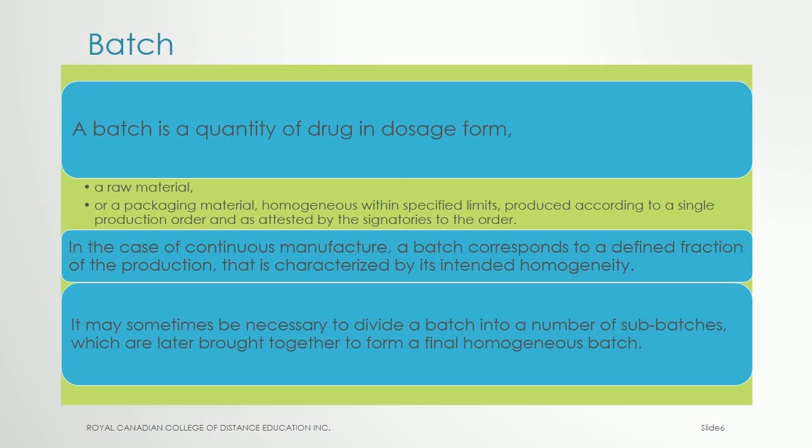Batch. A batch is a quantity of drug in dosage form, a raw material, or a packaging material, homogeneous within specified limits, produced according to a single production order and attested by the signatories to the order. In the case of continuous manufacture, a batch corresponds to a defined fraction of the production that is characterized by its intended homogeneity. It may sometimes be necessary to divide a batch into a number of sub-batches, which are later brought together to form a final homogeneous batch.